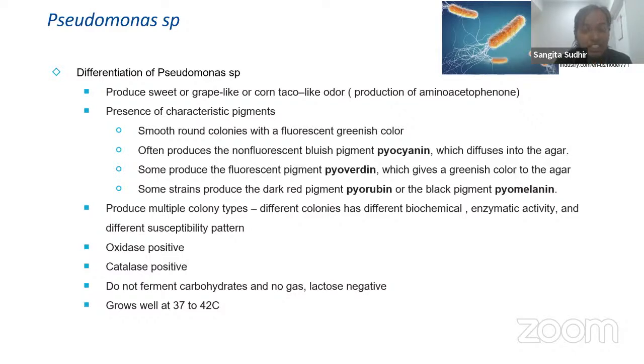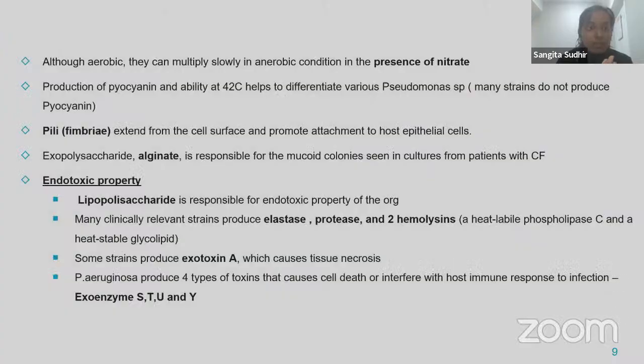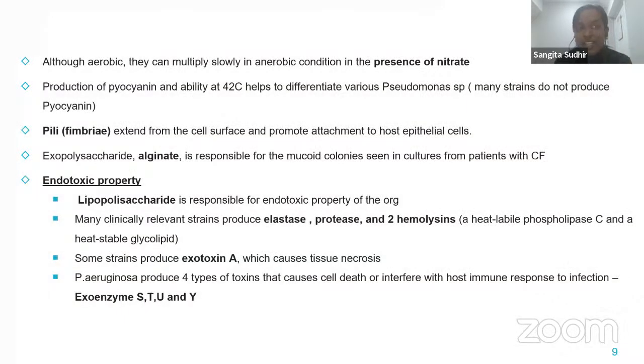Apart from that, there are various other features as well. Although they are aerobic, they can grow in anaerobic conditions in the presence of nitrate. They have pili or fimbriae, which help them attach to the host surface. In certain cases, when the patient has cystic fibrosis, the culture usually appears as mucoid colonies, and this is basically because of the production of alginate.